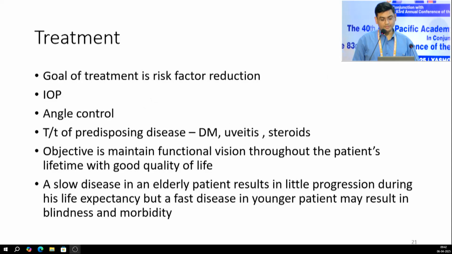So the goal of treatment is risk factor reduction, the IOP, and angle control; if the angle is shallow, look at what all you can do, and treat the predisposing disease like diabetes, uveitis, and steroid use. The objective is to maintain functional vision throughout the patient's lifetime with good quality of life. A slow disease in an elderly patient results in little progression, but a patient coming at a younger age with a faster disease will lead to blindness.